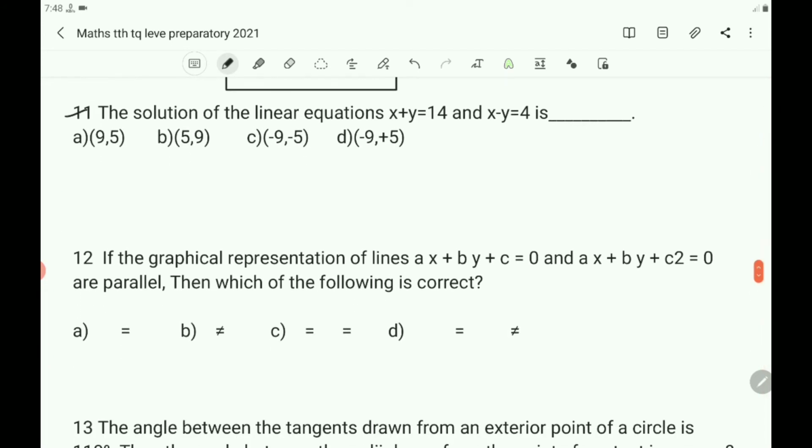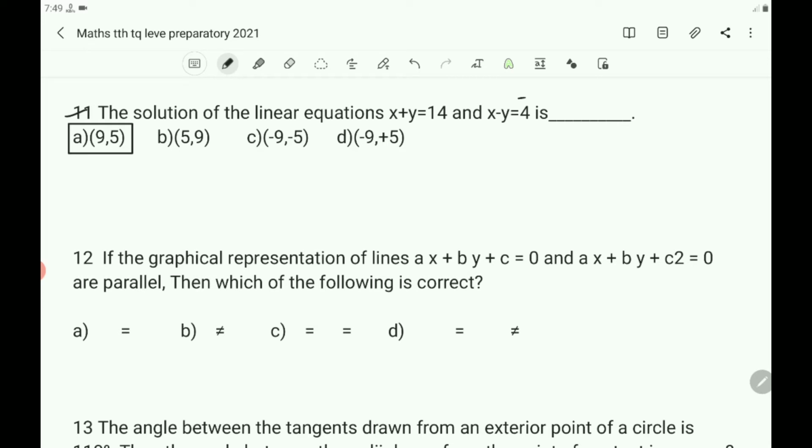Next, 11th question. The solution of the linear equations x plus y equals 14 and x minus y equals 4 is. Here you can use the trial and error method. If you take 9 and 5, 9 plus 5 is 14 and 9 minus 5 is 4. By the trial and error method you can find the answer. The first pair satisfies the equations. So what is the answer here? Option A, 9 and 5 is the answer.